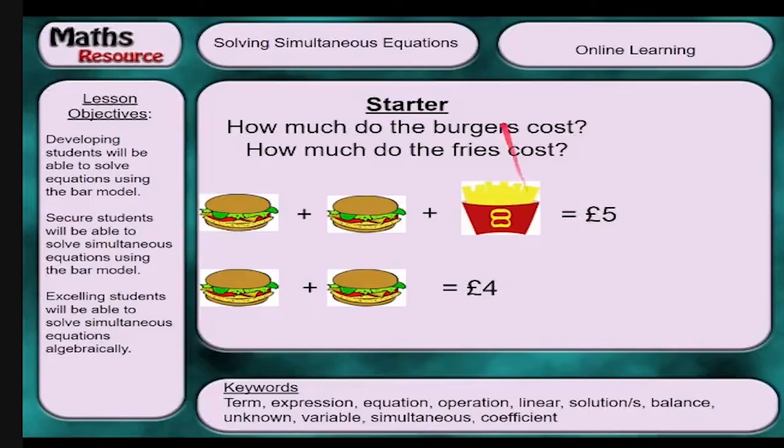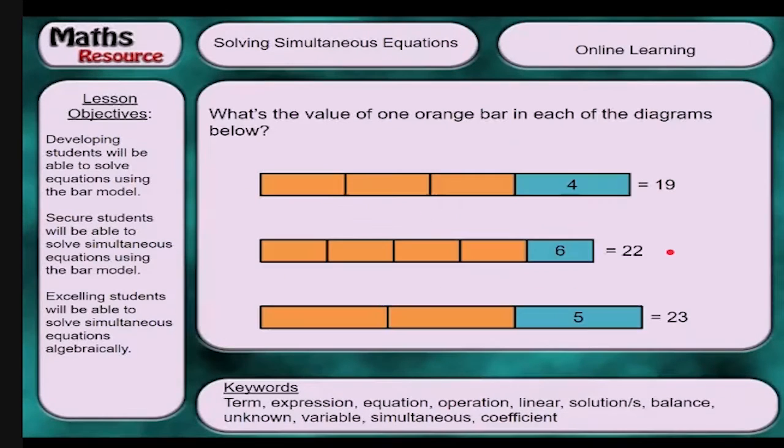Okay? Now, this is how simultaneous equations work. This is just an example of how they work in real life. Let me show you this graphically. I want to work out the value of one orange bar in each of these diagrams. So I know this first one, that orange bar plus that orange bar plus that orange bar plus that blue bar, that's 4, equals 19. So first of all, I want to work out what one of these individual bars is.